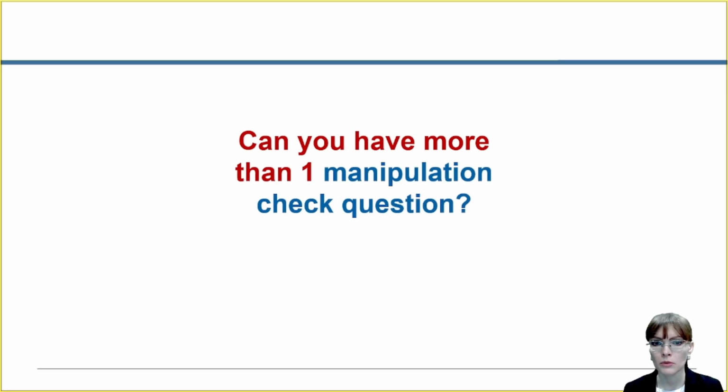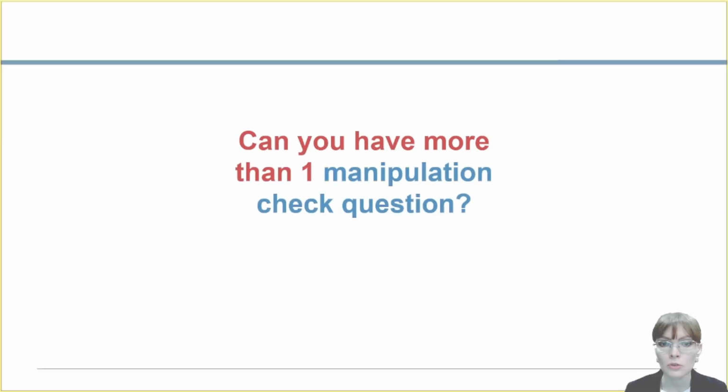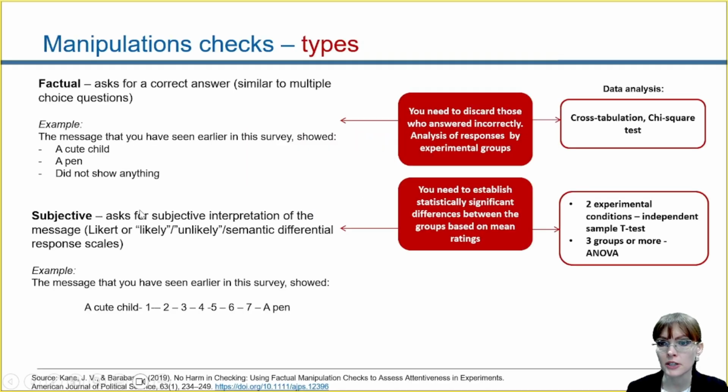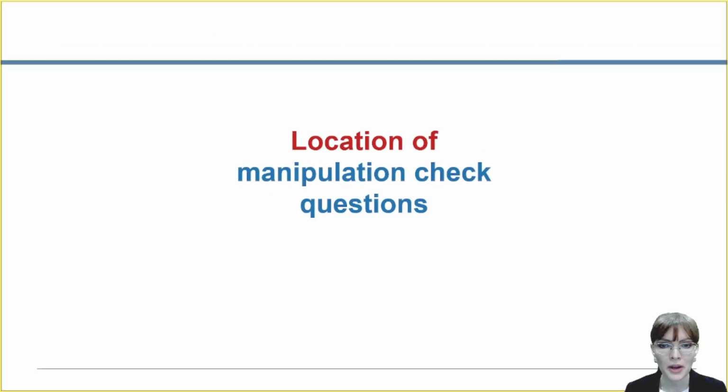Can you have more than one manipulation check question in your experiment? Absolutely. You can, in fact, combine factual and subjective manipulation checks and have two or three questions. It depends on the complexity of your experiment and also the type of manipulations that you have executed. Where should the manipulation checks be located?